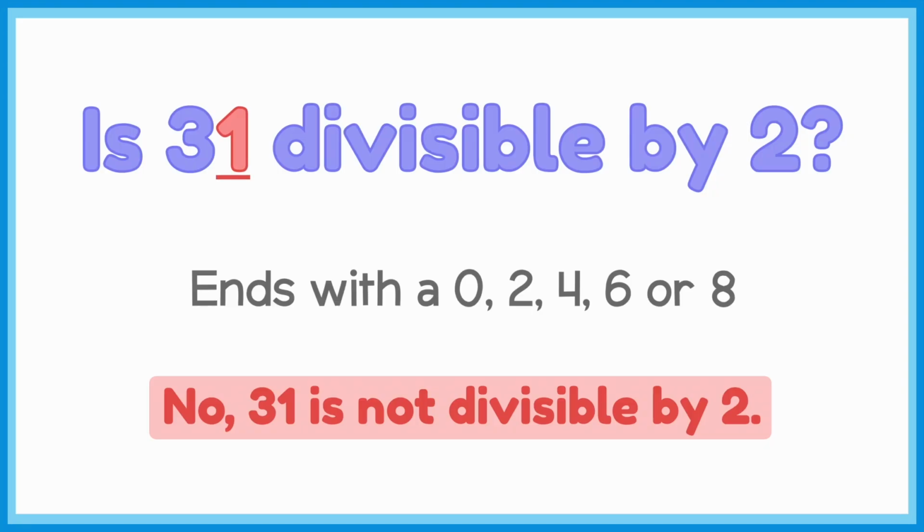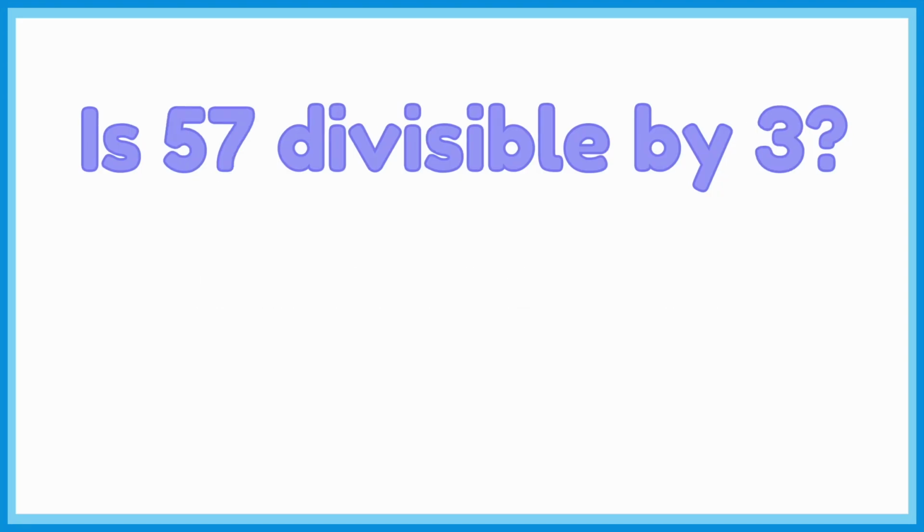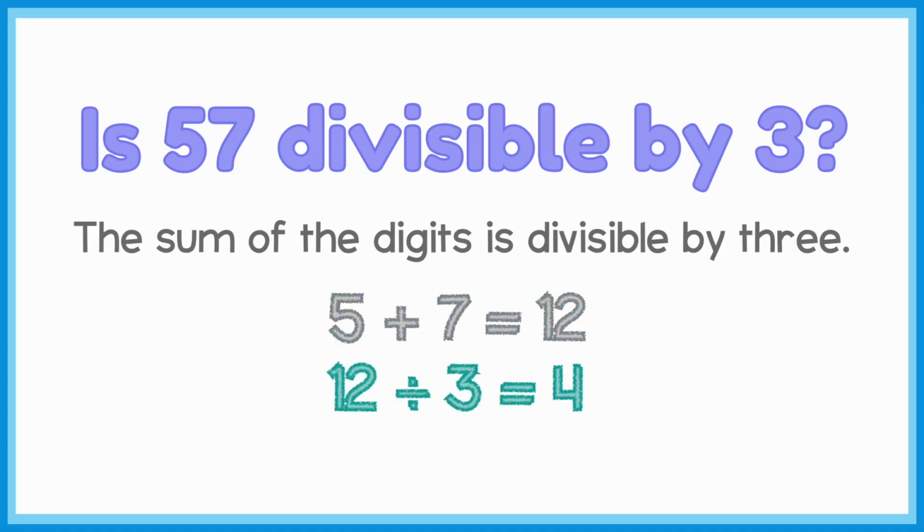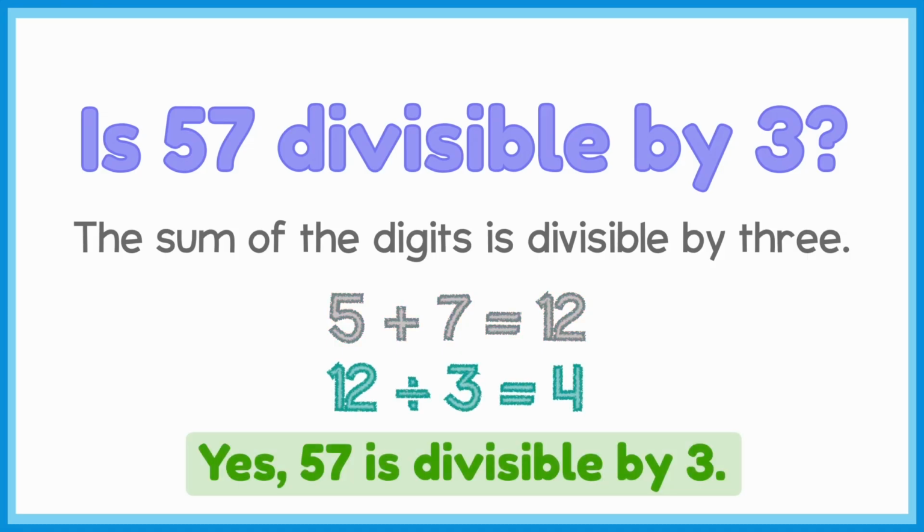Nice! Let's keep going. Is 57 divisible by 3? Do you remember the divisibility rule for 3? That's right. We know a number is divisible by 3 if the sum of the digits is divisible by 3. The digits in 57 are 5 and 7. And when we add 5 and 7, the sum is 12. Is 12 divisible by 3? Yes, because 12 divided by 3 is 4. This means yes, 57 is divisible by 3.